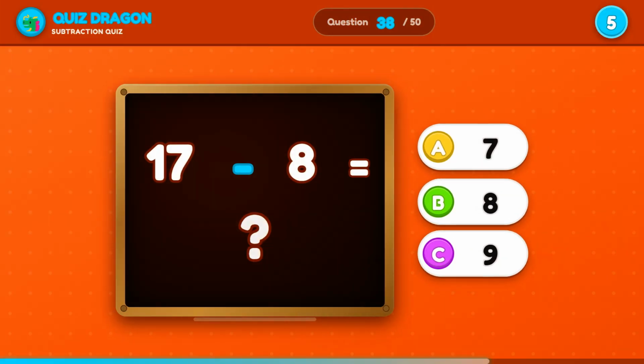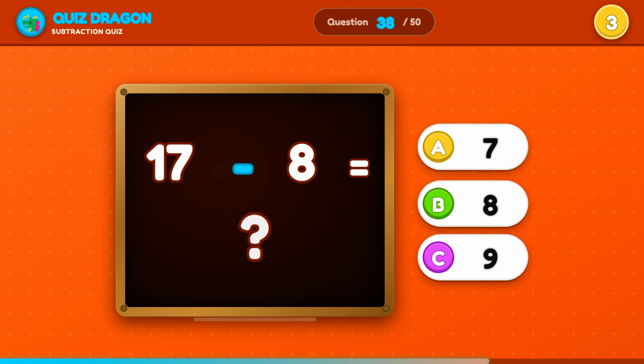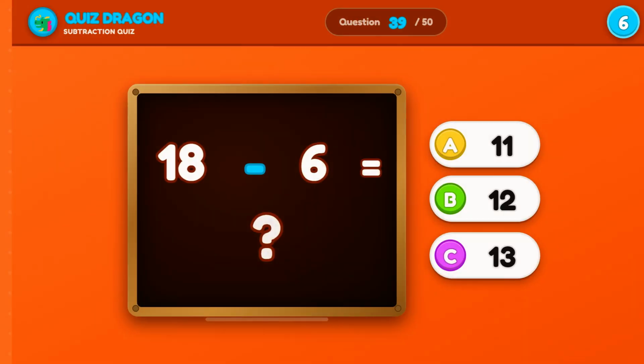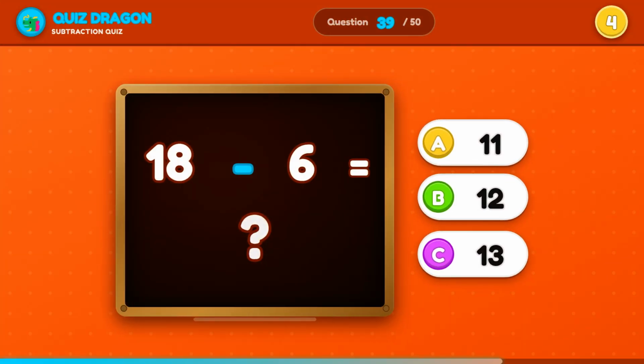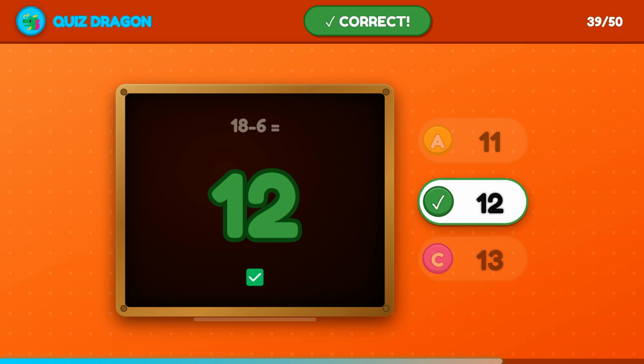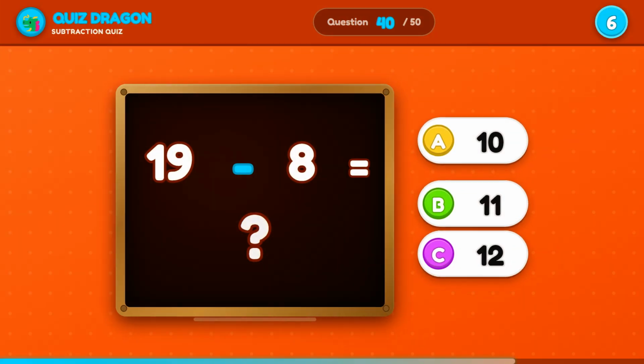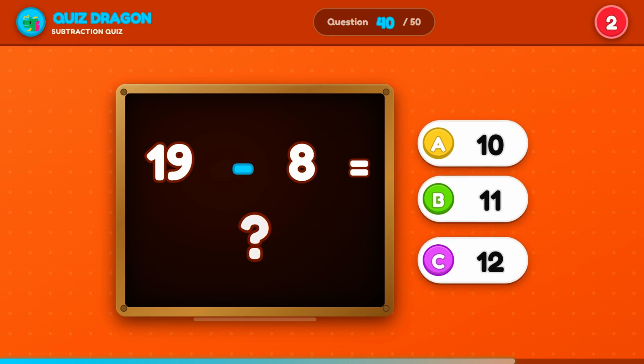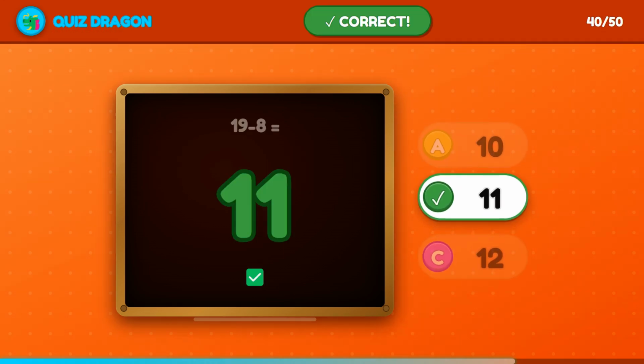Question 38. What is 17 minus 8? The correct answer is C, 9. Question 39. What is 18 minus 6? The correct answer is B, 12. Question 40. What is 19 minus 8? The correct answer is B, 11.